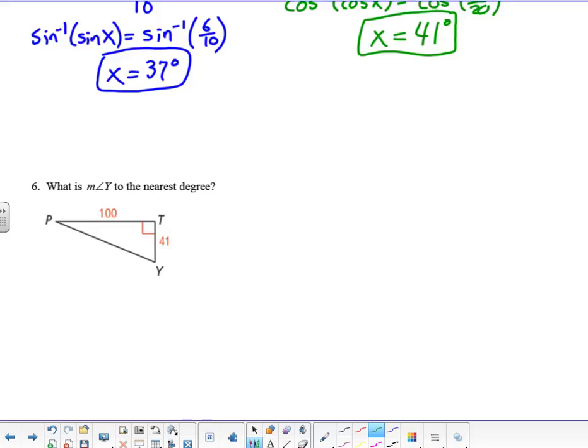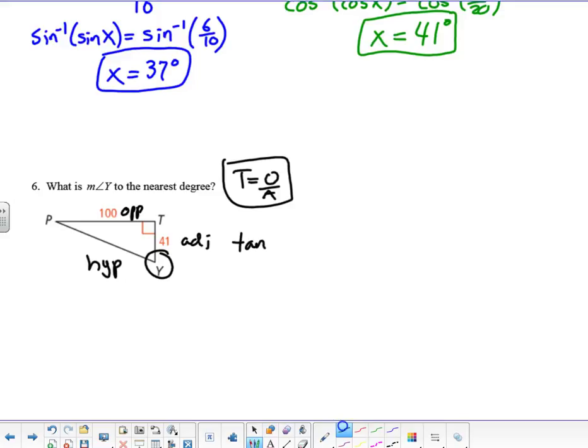Okay. All right, what is y to the nearest degree? So here's our last one. Okay, so y is here. We got our hypotenuse, we got our adjacent, and we got our opposite. So Tom's old aunt, you know what? That's what we need because we know the opposite and the adjacent.